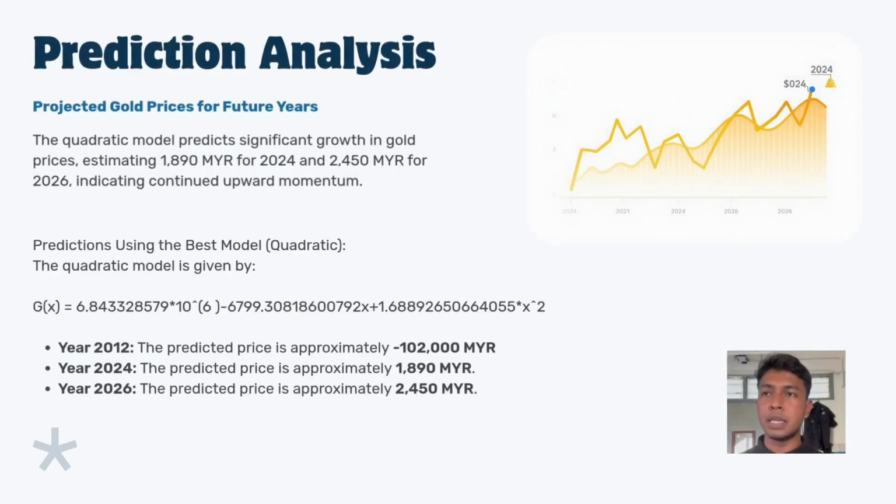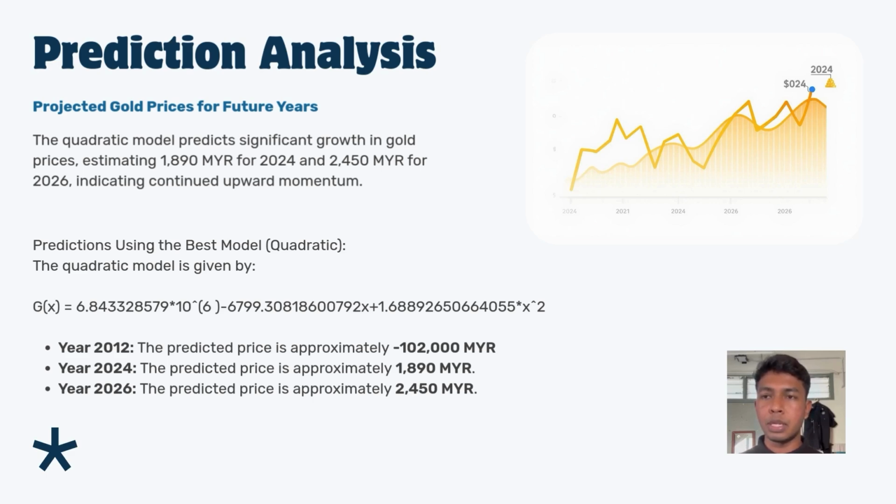For the prediction analysis, the quadratic model predicts significant growth in gold prices, estimating RM1,890 for 2024 and RM2,450 for 2026, indicating continued upward momentum. Prediction using the best model, that is quadratic.